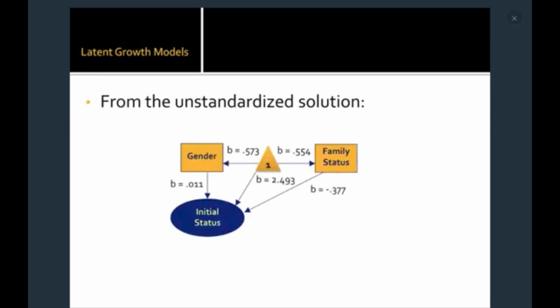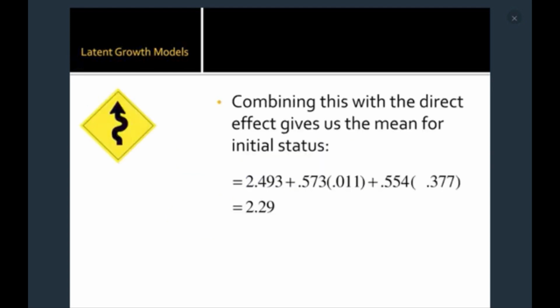That's the other indirect effect there, 0.554, constant to family status, and then 0.377. That's a negative, actually, family status to initial status. Okay, so we're doing some multiplications there. I don't think the negative for the 0.377 is visible for some reason on the video screen, but anyway, it should be negative. And 2.29 is the end result for our mean.